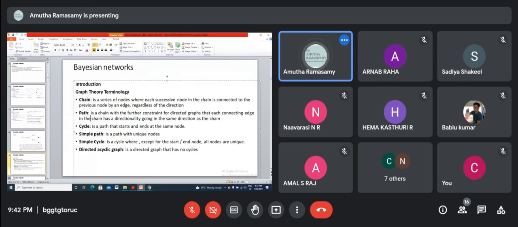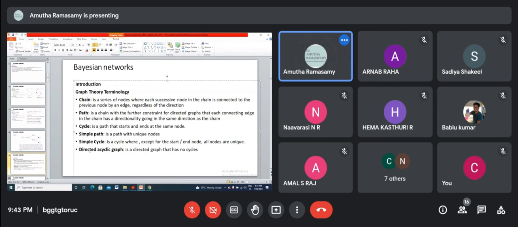So cycle, there's a path that starts and ends in the same node like a circle. A simple path with unique nodes. Simple cycle where, except for start and end node, all nodes are unique. Okay, start and end are the same node. Other nodes are visited only once.